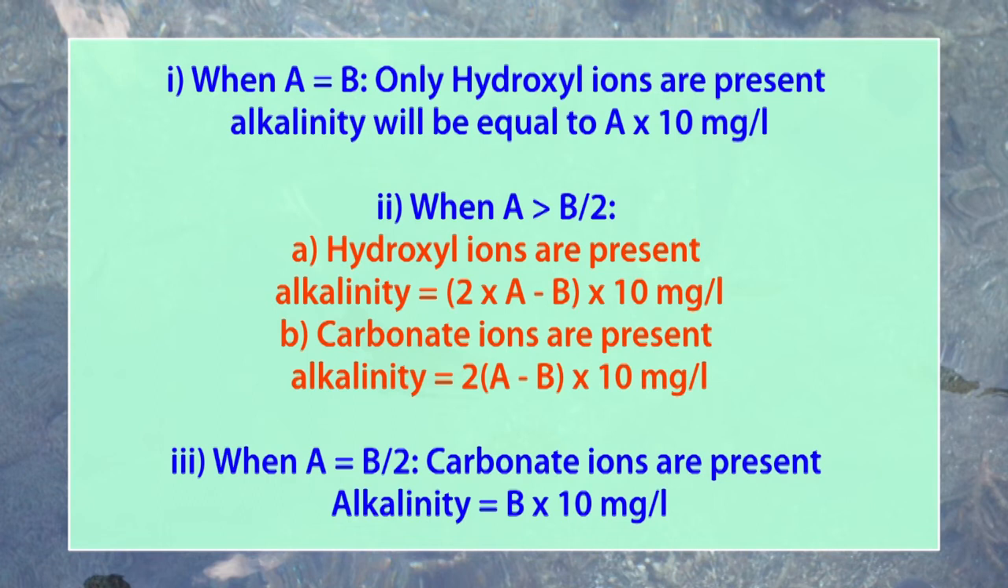Second category, carbonate ions are present, alkalinity is equal to 2 into (A minus B) into 10 milligram per liter. Third category, when A is equal to B by 2, carbonate ions are present, alkalinity is equal to B into 10 milligram per liter.